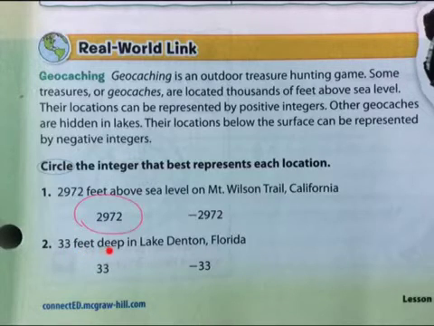Let's see the next one. 33 feet deep in Lake Denton, Florida. So now we're not above sea level, now we're going down. We're going deep. So which one would be the right one? 33 feet less, right? Negative.